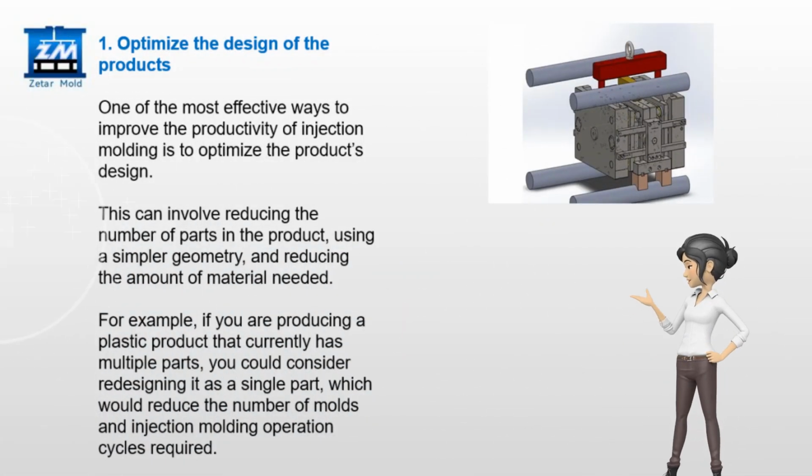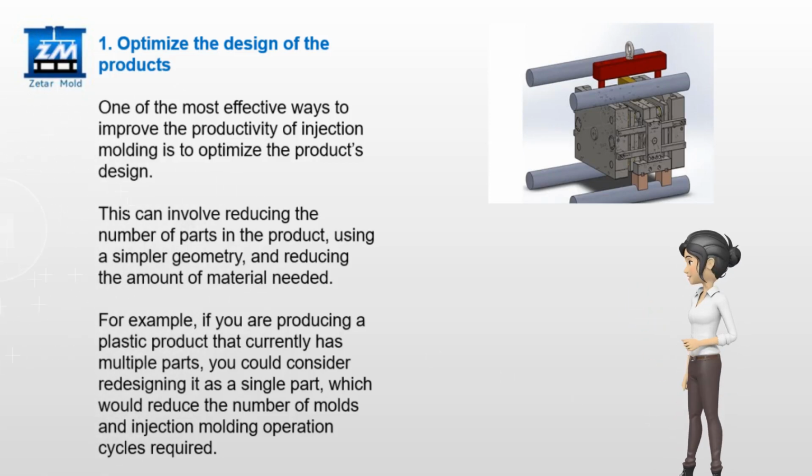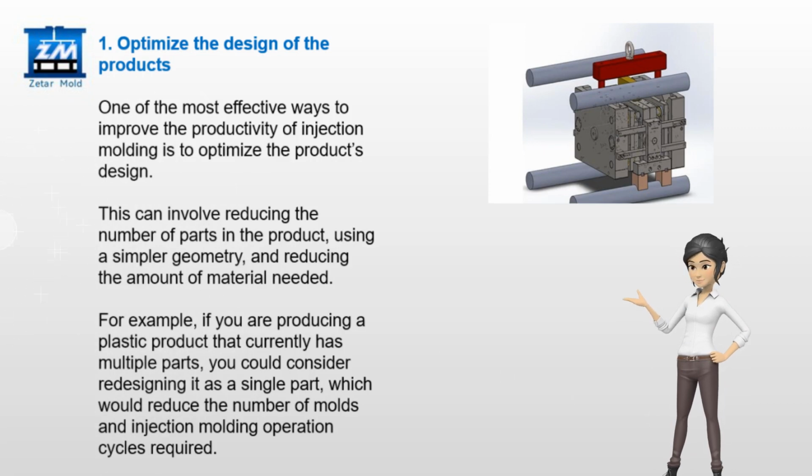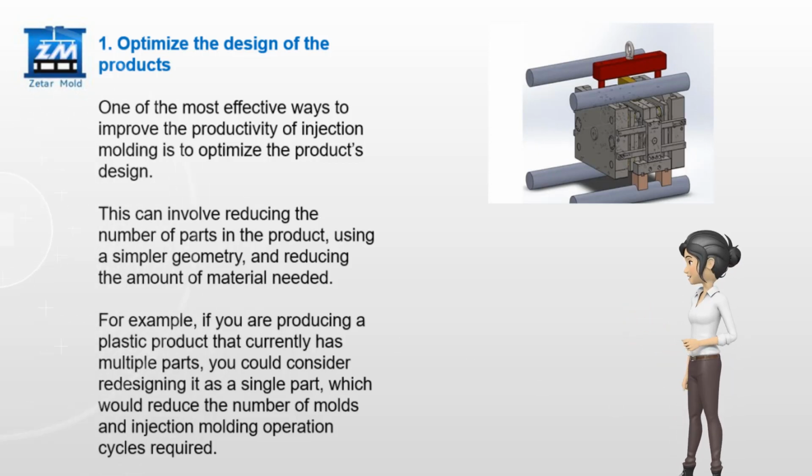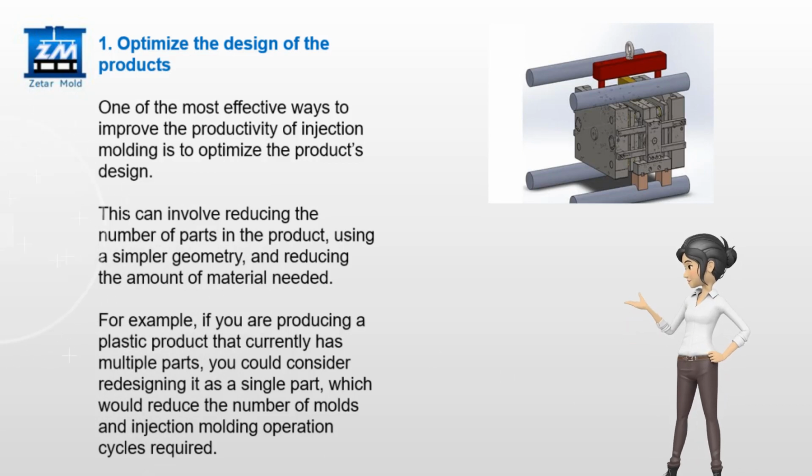Optimize the design of the product. One of the most effective ways to improve the productivity of injection molding is to optimize the product's design. This can involve reducing the number of parts in the product, using a simpler geometry, and reducing the amount of material needed. For example, if you are producing a plastic product that currently has multiple parts, you could consider redesigning it as a single part, which would reduce the number of molds and injection molding operation cycles required.